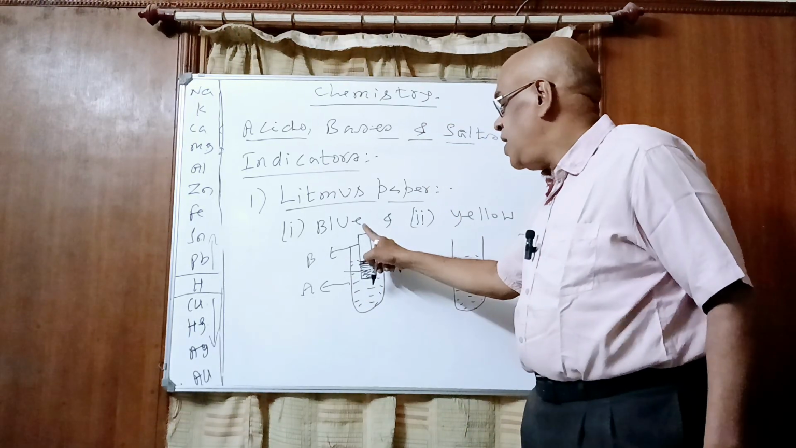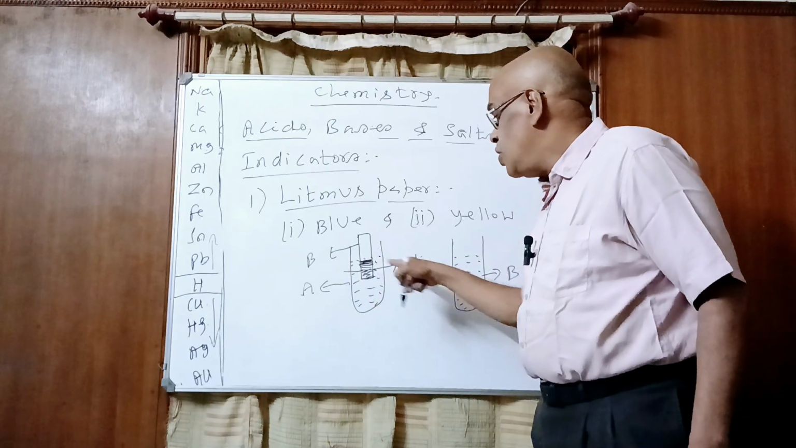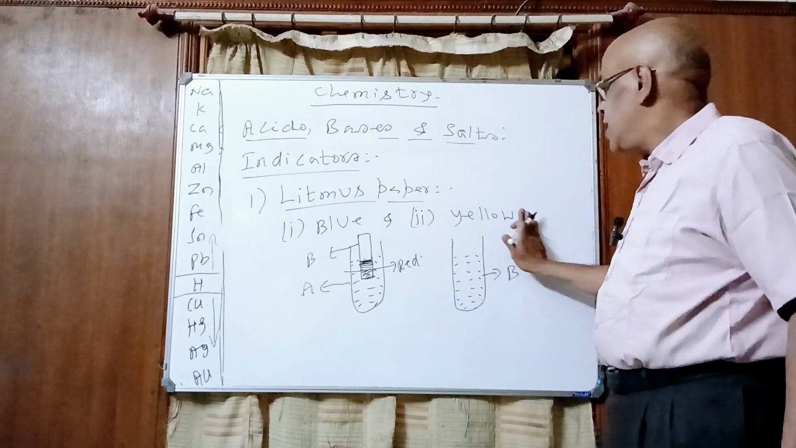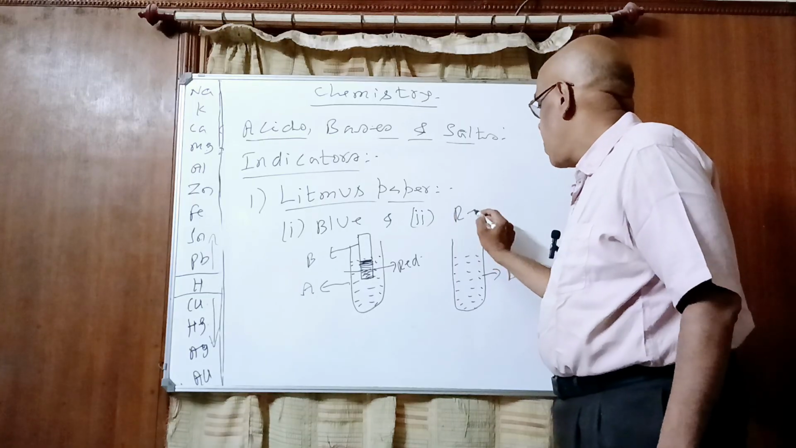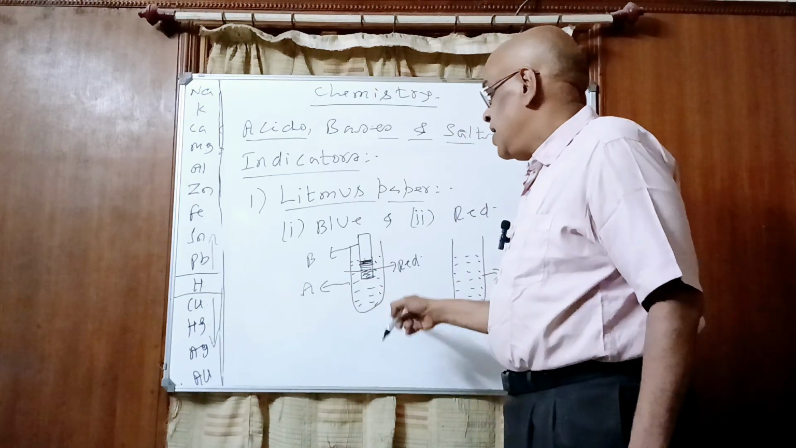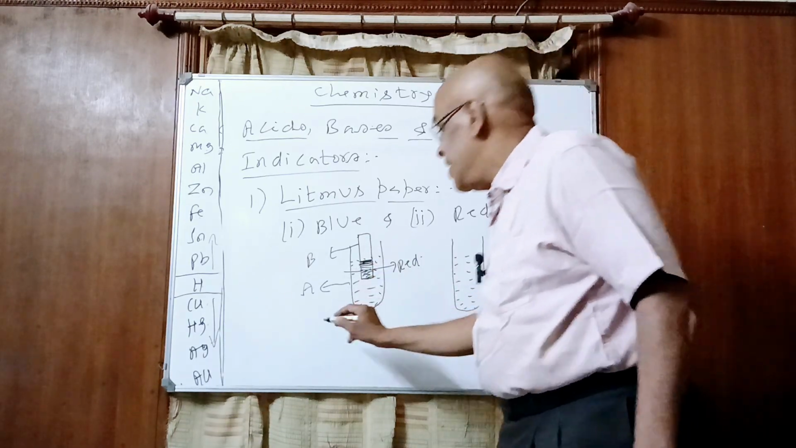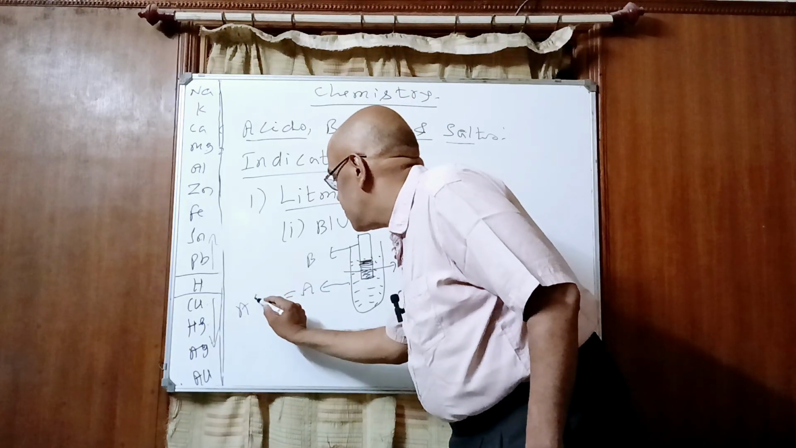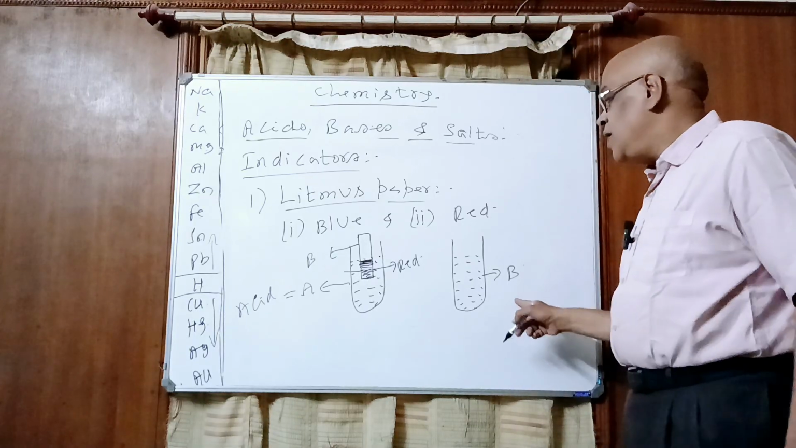So when litmus paper is dipped in a solution containing acid, blue turns to red. What does it indicate? Blue turns to red. Oh, sorry, children, I have written yellow here. It's not yellow, it is red. Blue color turns to red. It indicates that the given chemical is acid. So A stands for acid. The chemical in the test tube is what? Acid.